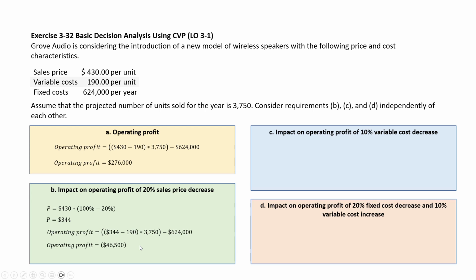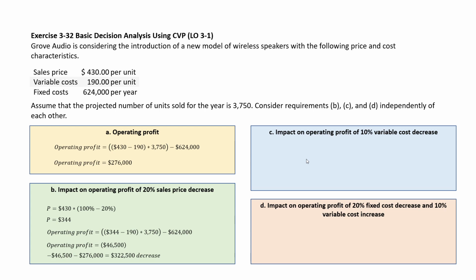How much is profit changing? Well, if we're now losing $46,500 and we've lost all our original profit of $276,000, it means our operating profit went down by a tremendous amount, $322,500. What if, on the other hand, our selling price stayed the same, but our variable cost decreased by 10%?